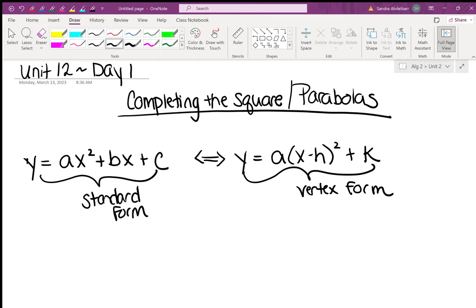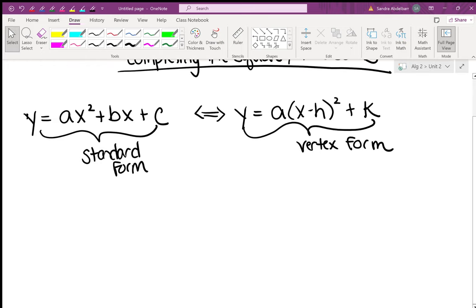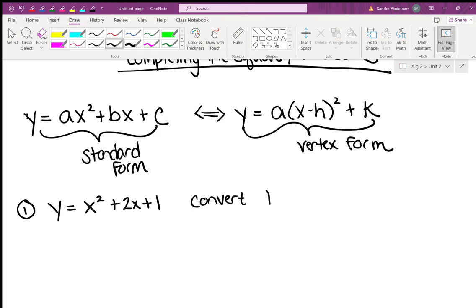All right, so then how do we take a quadratic in standard form and change it to vertex form? We complete the square. That's how we do that. So let me show you what I mean. So let's say I have y equals x squared plus 2x plus 1, and I want to convert it to vertex form.